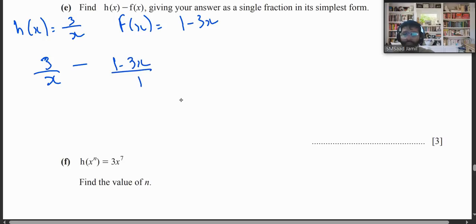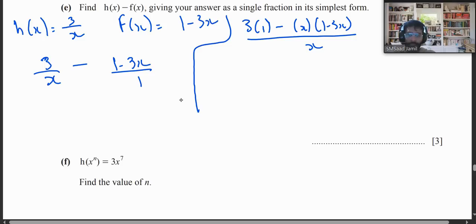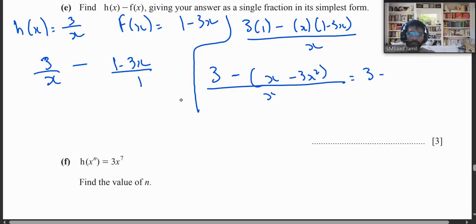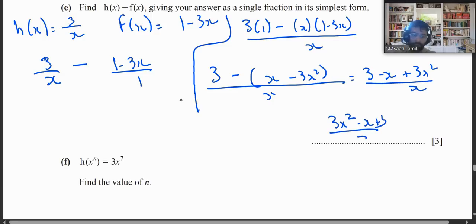Upon 1. So now cross multiply. So it becomes 3 multiplied by 1 minus x multiplied by (1 minus 3x) upon x. So 3, then just write minus sign. x multiplied by 1 is x, multiplied by minus 3 is minus 3x squared, upon x. 3 minus x plus 3x squared upon x. So your final answer would be actually (3x squared minus x plus 3) upon x.